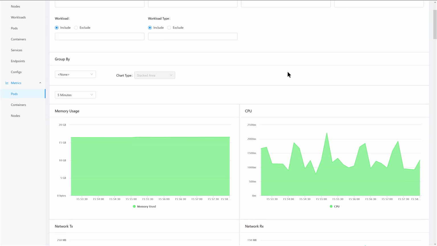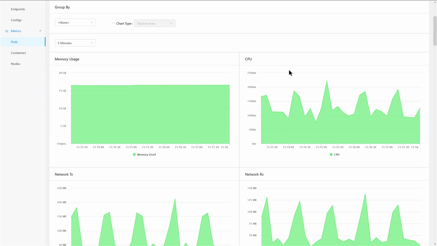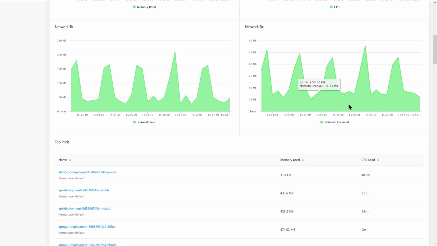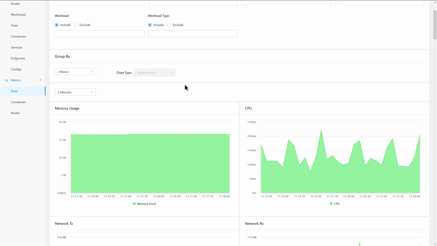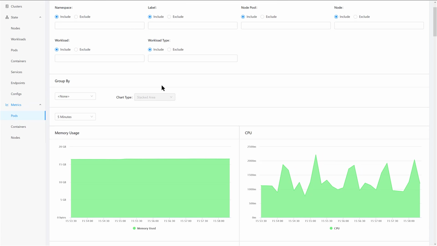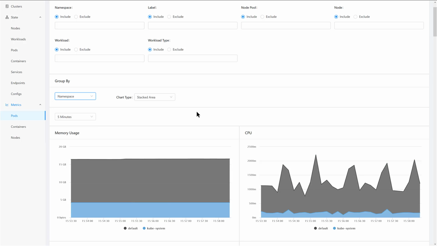The metrics page allows us to understand the resource usage of our cluster. Here, we are looking at all the resources used by all the pods in a cluster. We can even see the top pods sorted by memory or CPU. We can see that all the pods in a cluster are taking about 16.5 gigabytes of memory. Now let's say we want to understand how this memory is being used. Let's group the memory being used by namespace. We can see that the default namespace is taking up the most of memory.